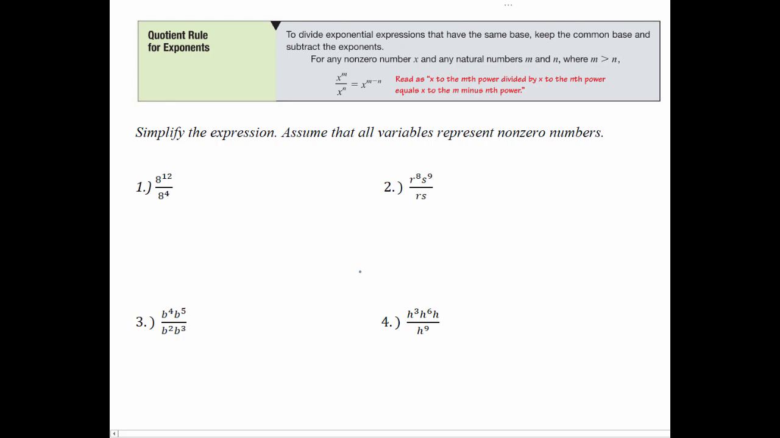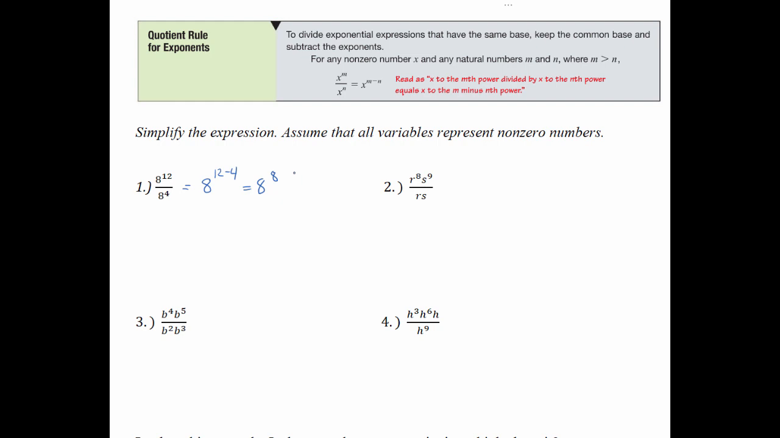This is actually the quotient rule for exponents. If we have the same base on top and bottom, and those numbers have exponents, then we can write the base with the top exponent minus the bottom exponent. So let's go ahead and use that property here. 8 to the 12th divided by 8 to the 4th. Well, that's 8 to the 12 minus 4, which is 8 to the 8th.